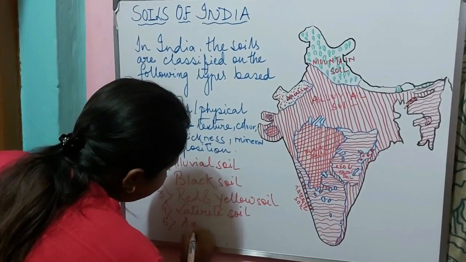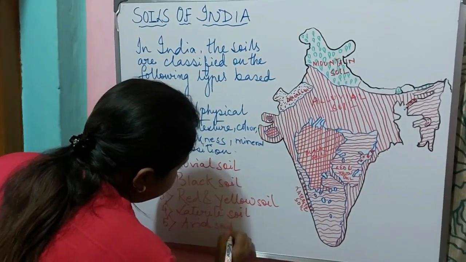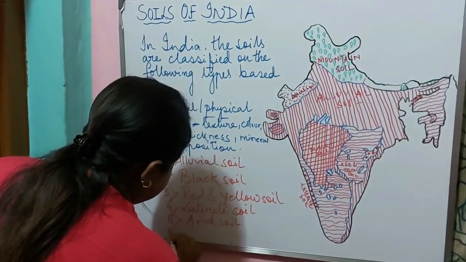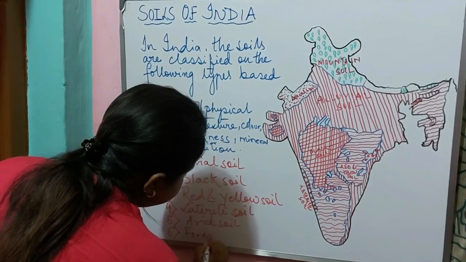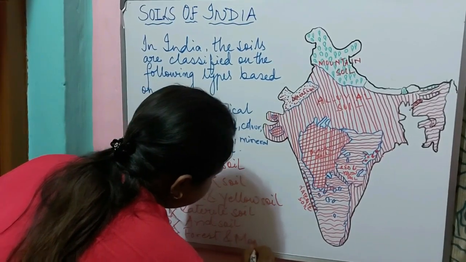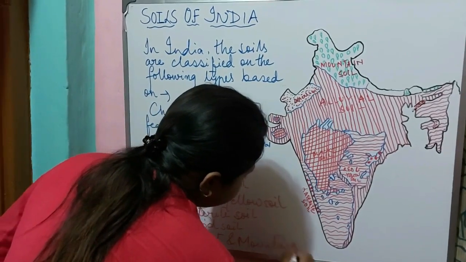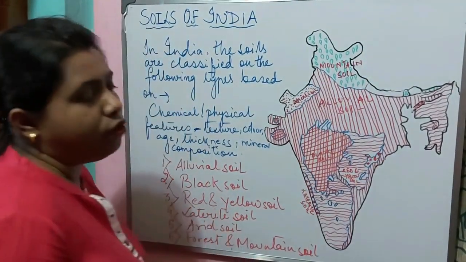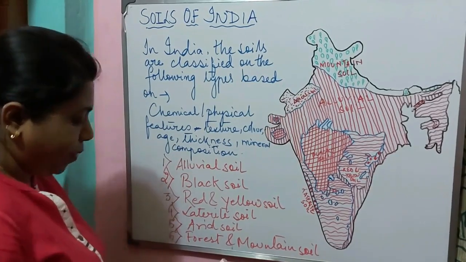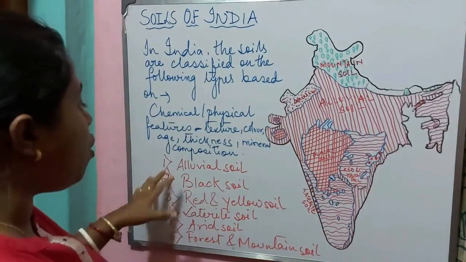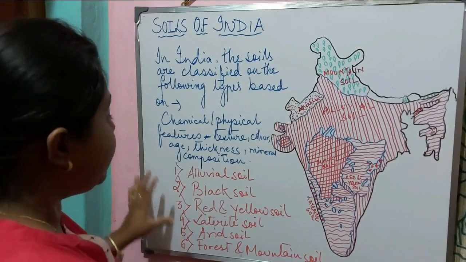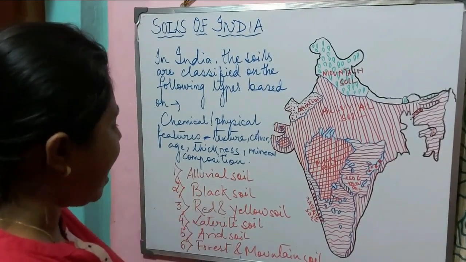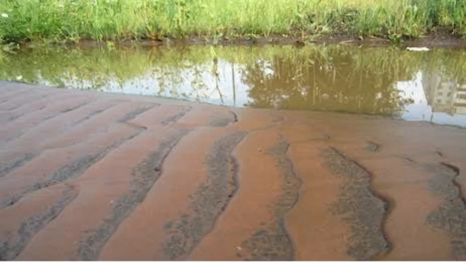Next one, arid soil. This is my arid soil. We can also call it as desert soil. And the last one, forest and mountain soil. So this is the area of mountain soil, forest and mountain soil. So these are the 6 types of soil in India. And today we will read about only these 3. Alluvial, black and red and yellow soil. Now let us start with alluvial.